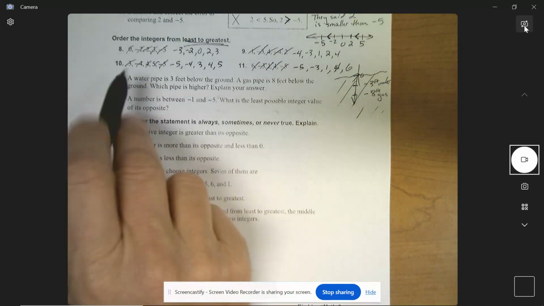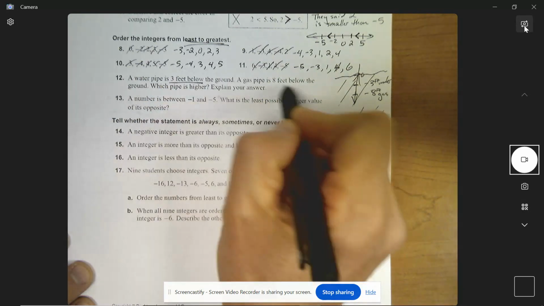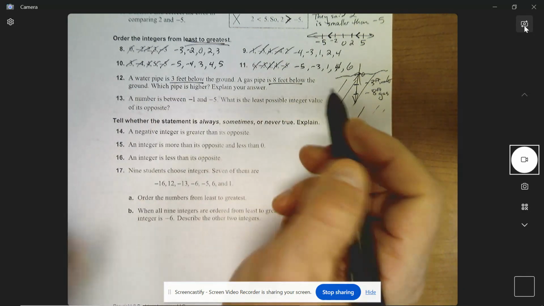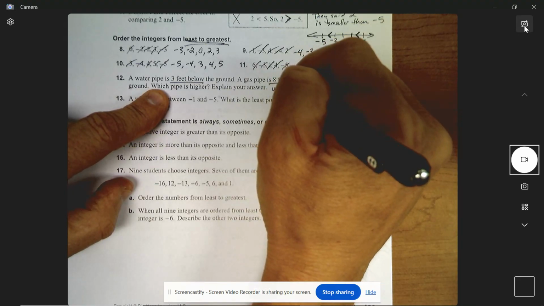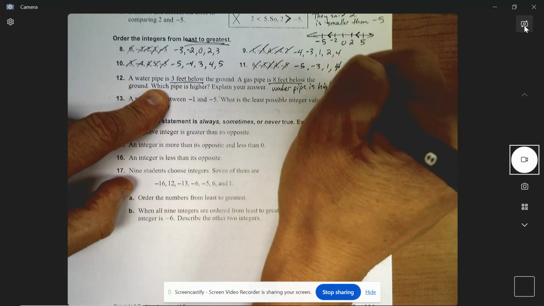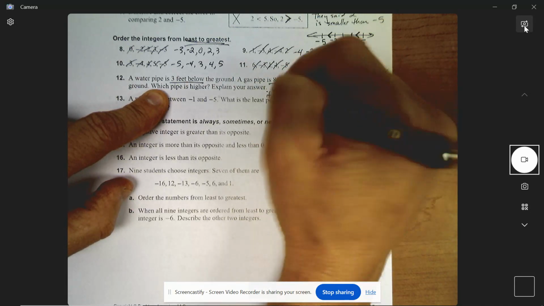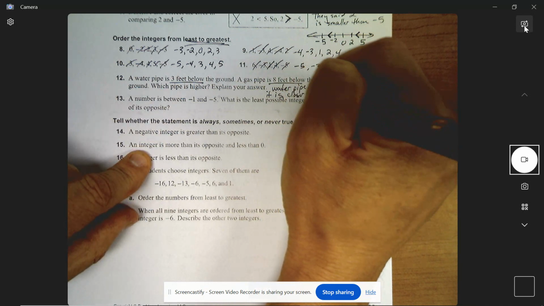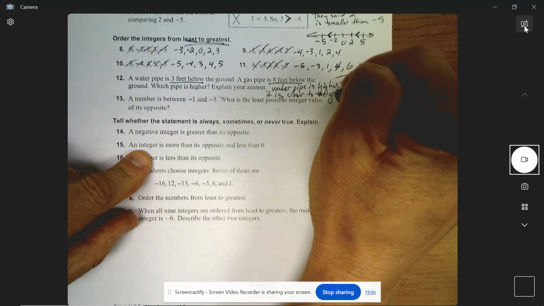Alright. Okay, so a water pipe is 3 feet below the ground, and the gas pipe is 8 feet below. Which pipe is higher? The water pipe is higher. It is, I'm going to put a colon here, it is closer to the surface, the ground level.